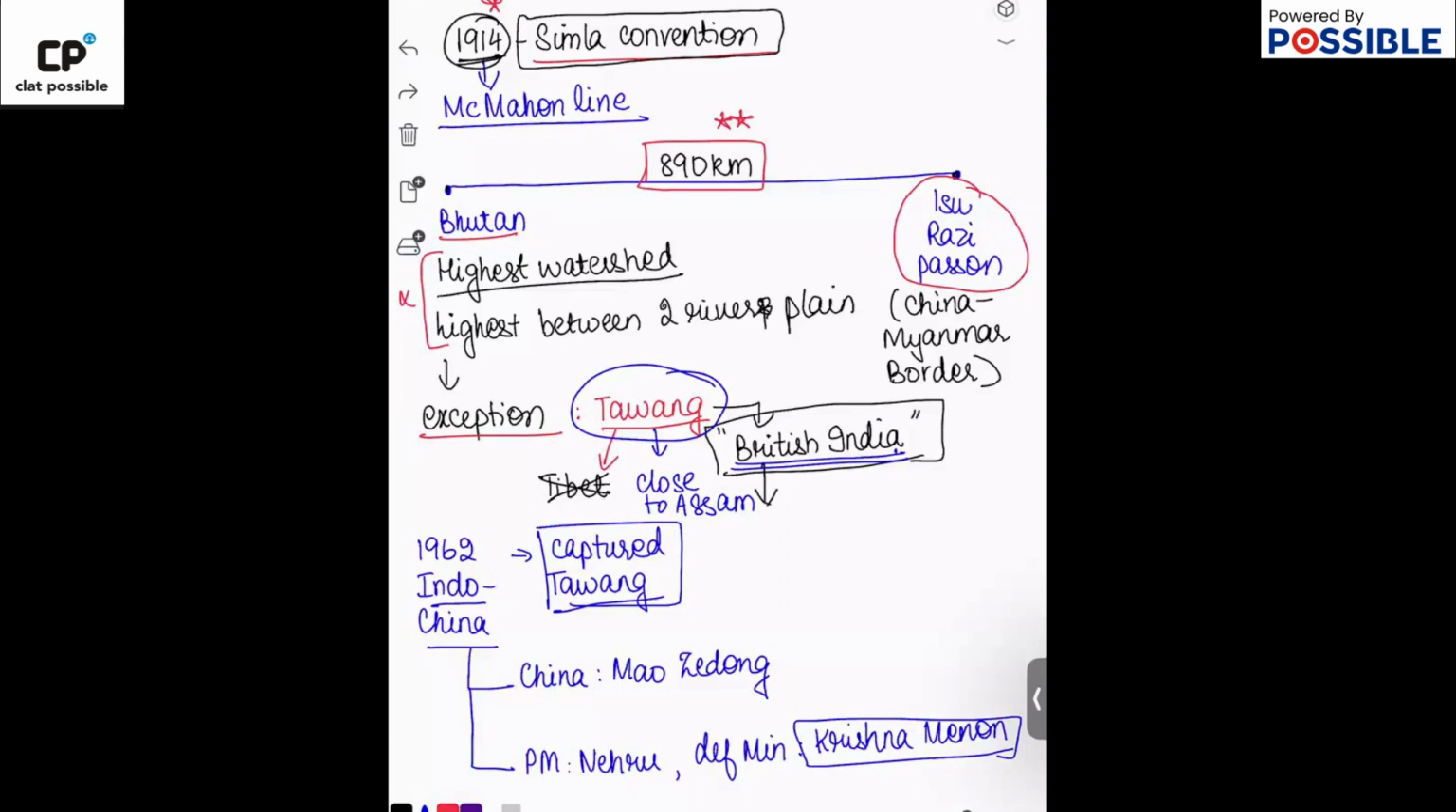Okay? So from an area of Bhutan to Isurazi Pass, which is on the China Myanmar border, the most important thing here is that this is 890 kilometers and this is the McMahon line. Fine? And please take a screenshot, let me know, and let's go ahead. Yes, absolutely correct. Tawang is very much a part of India, beta. An integral part of India. Give me a thumbs up once all of you are done with it so that I can go ahead.